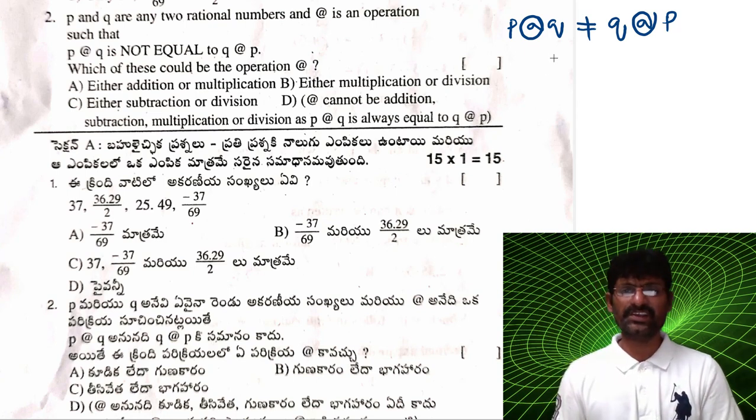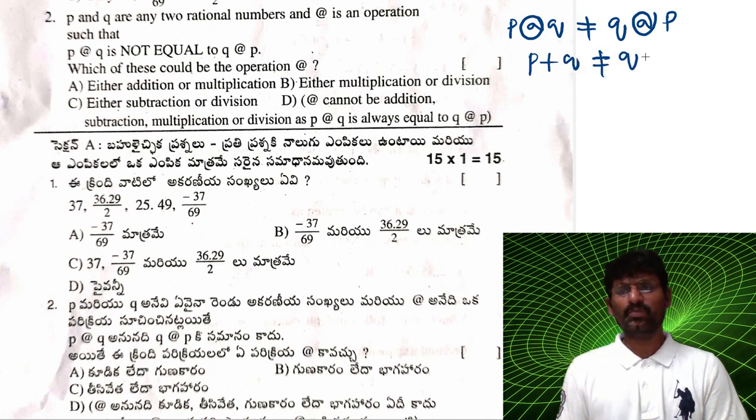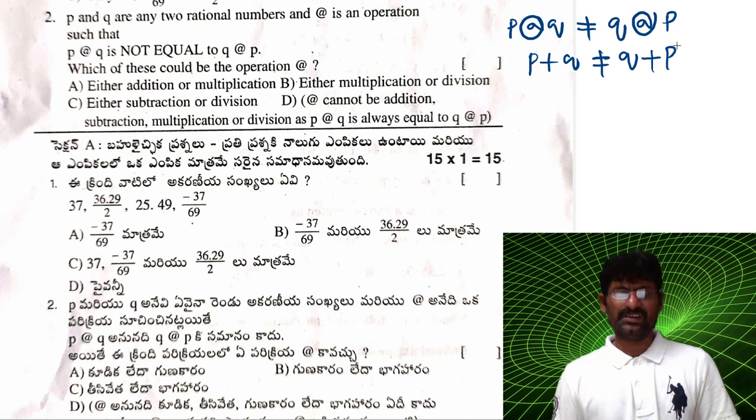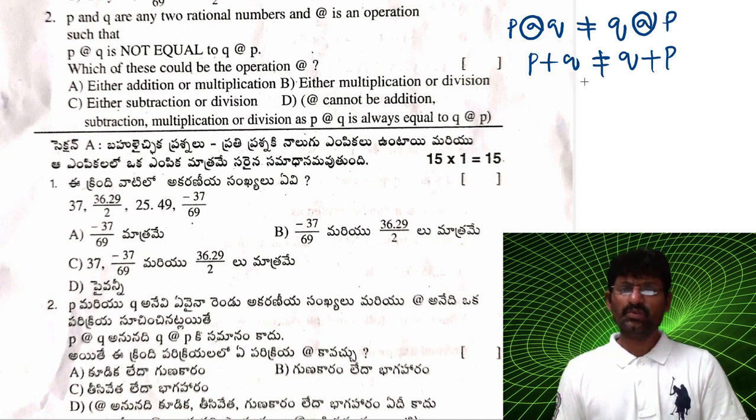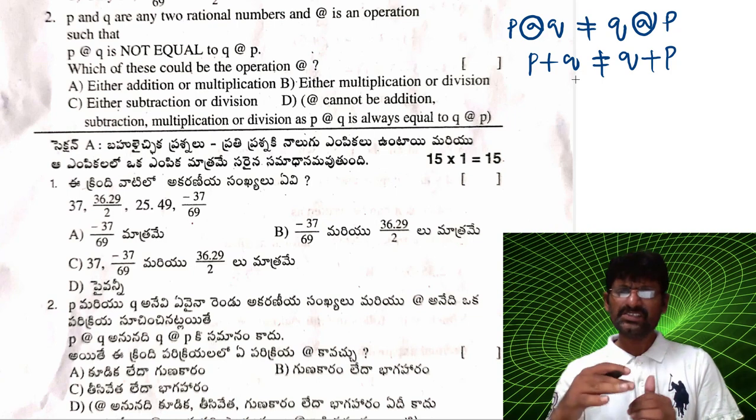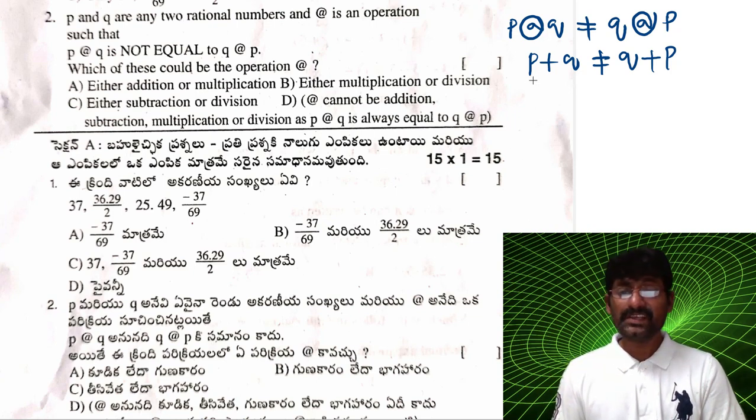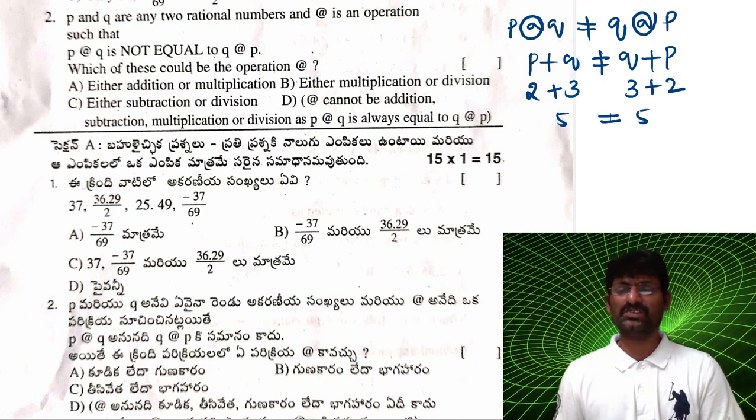Let us check. First, if we take addition, p plus q is not equal to q plus p. Is it correct or not? Let us check. p and q are two rational numbers. Let us take any two rational numbers simply. Let us take p as 2 and q as 3. Then 2 plus 3, and here q is 3, p is 2, so 3 plus 2. Now are these two equal or not? 2 plus 3 is 5. 3 plus 2 is also 5. These two are equal actually, but it is given that these two are not equal. So in the case of addition, it is not correct.